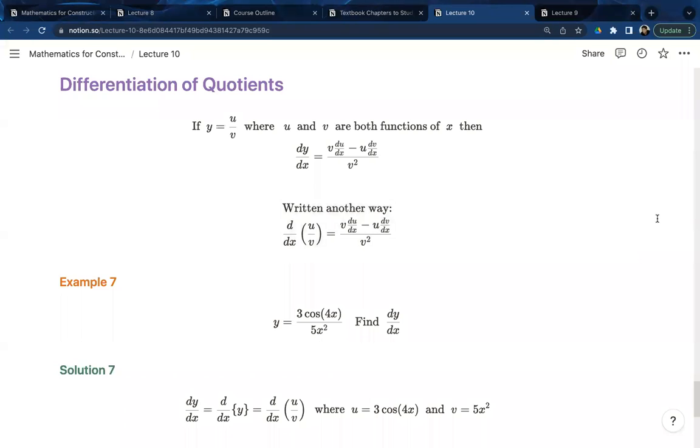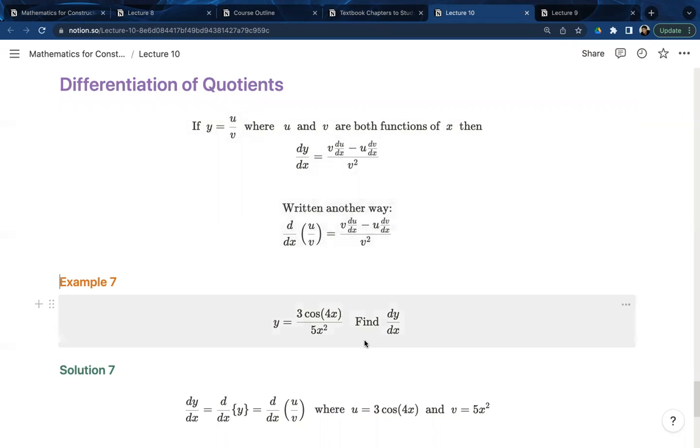Well, if you think products are bad, quotients are even worse. If you have to differentiate a quotient, u is always the numerator and v is always the denominator. Once you establish that, there's a formula, which is a fraction: v du dx minus u dv dx in the numerator and v squared in the denominator. That is the gradient function. Written another way, if you want to differentiate a quotient, with u the numerator and v the denominator, the gradient function is this fraction here.